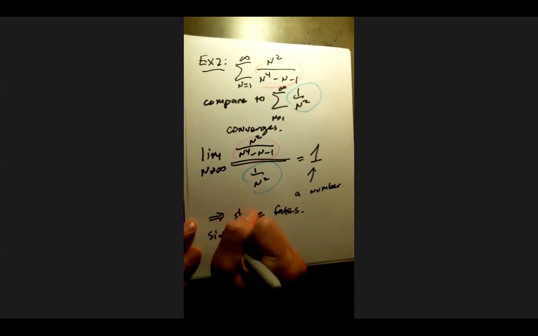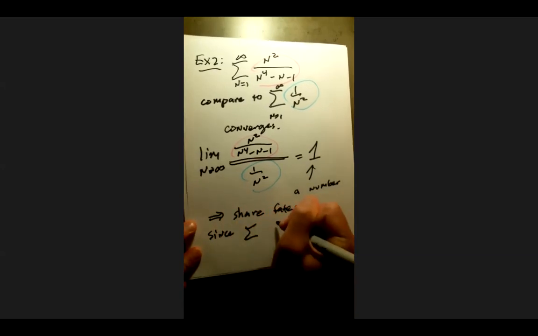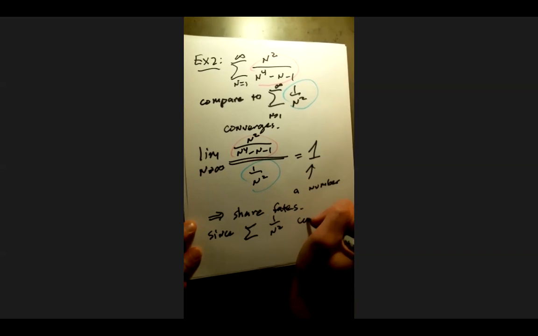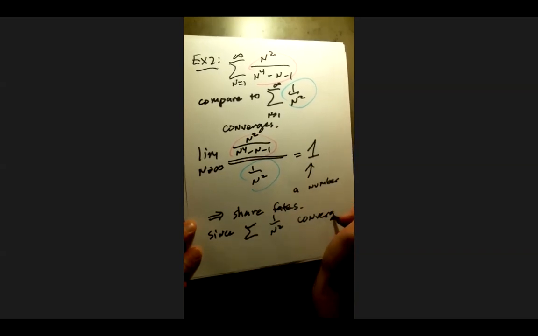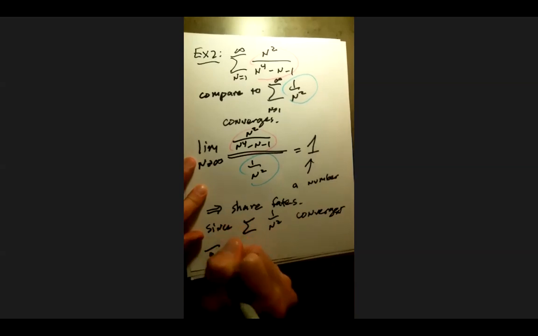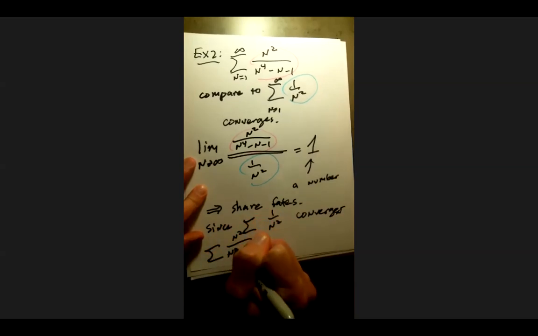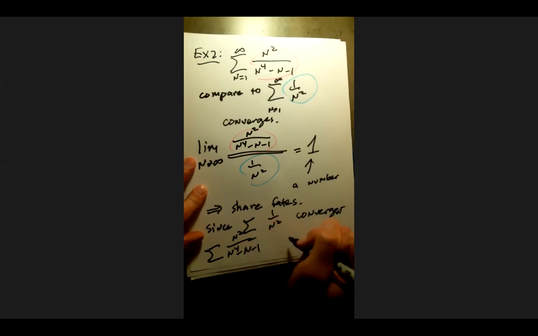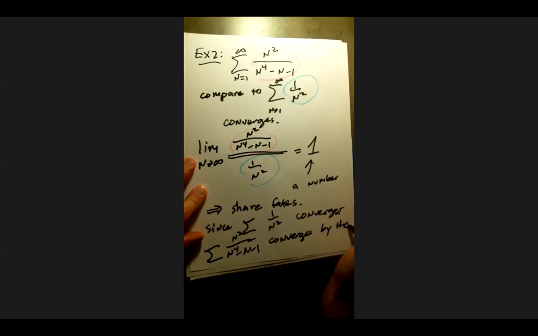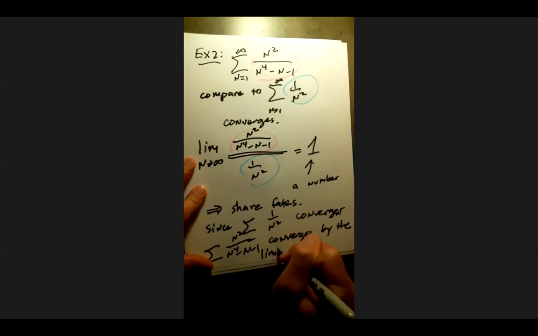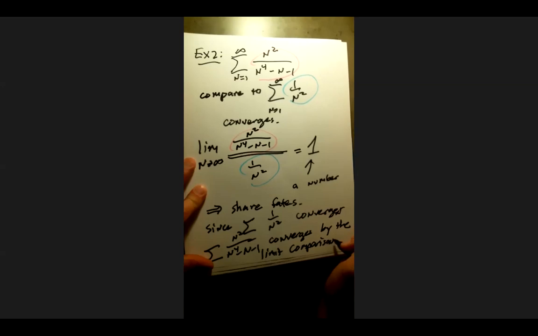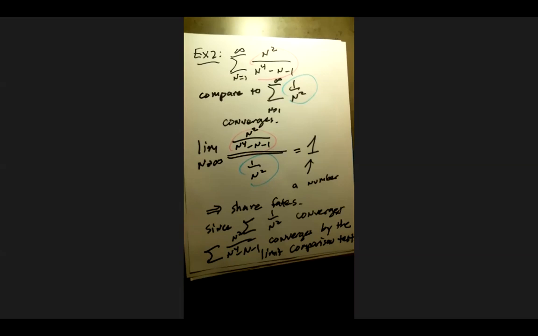So since the sum of 1 over n squared converges, we get that the sum of n squared over n to the 4th minus n minus 1 converges. And what test is this by? Limit comparison. By the limit comparison test. Exactly.